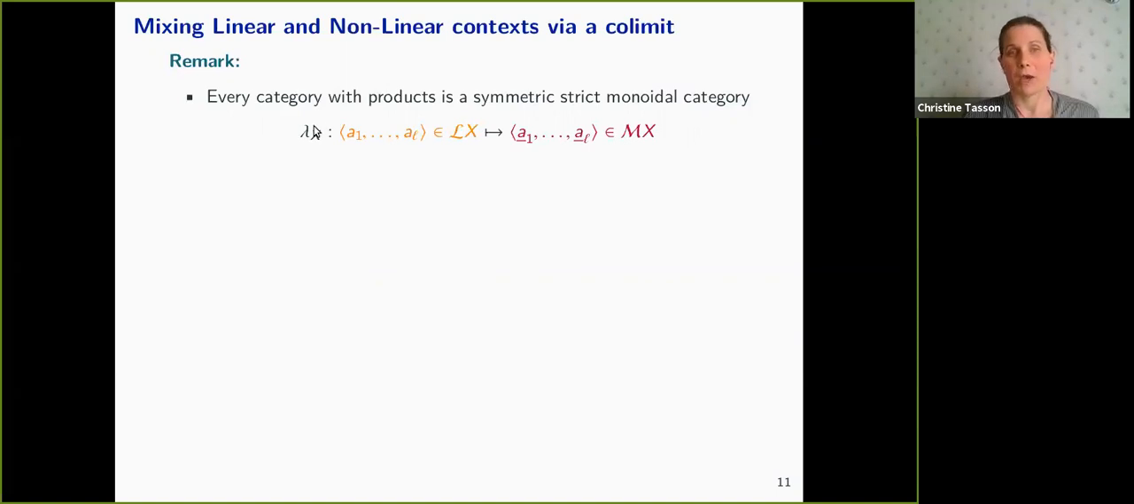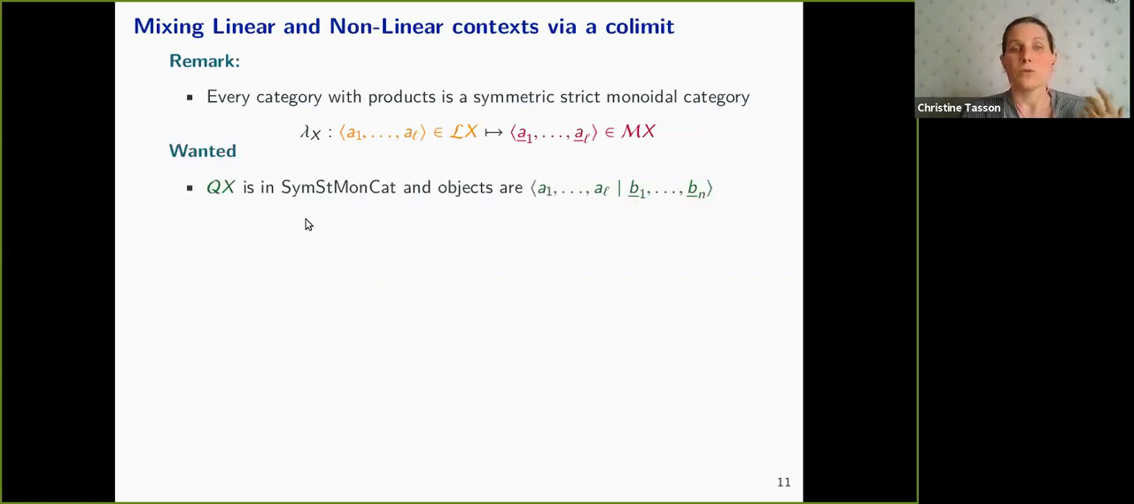And I start from a remark. Every category with products is also a symmetric strict monoidal category. That means that I have a functor from Lx to Mx, and the action on the objects is about nothing. It just takes linear types and transforms them into nonlinear ones. What we want is that Qx is a symmetric strict monoidal category, because we want to be able to have the interpretation of the exchange rule. And the objects of Qx, we want them to be sequences of linear types and nonlinear ones.